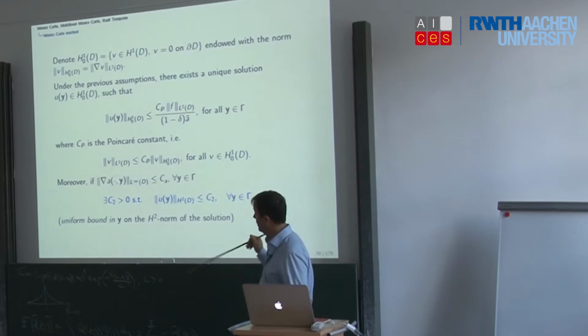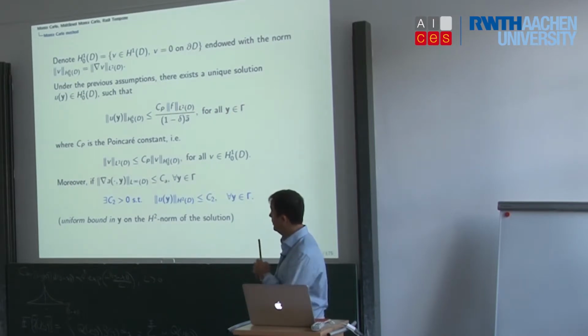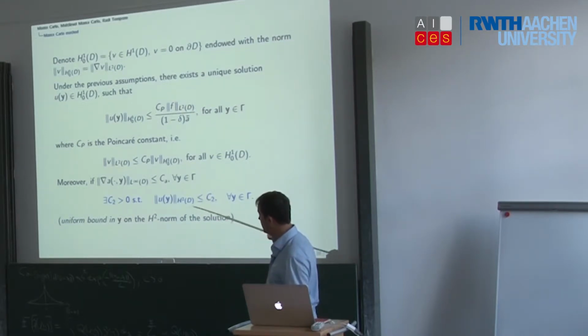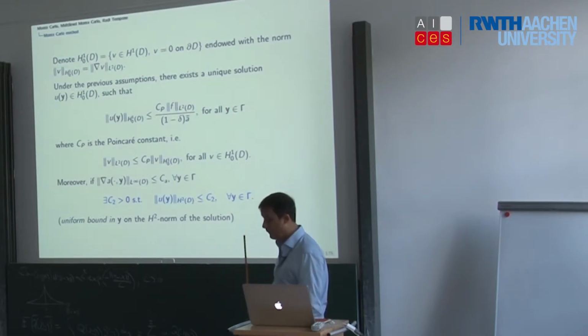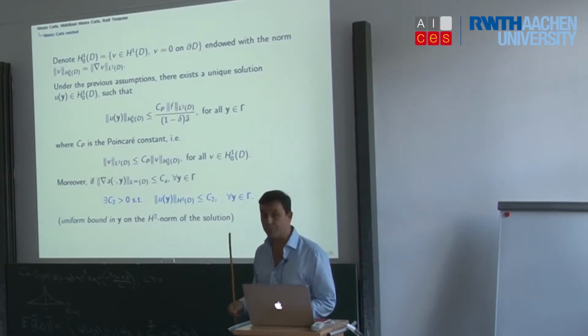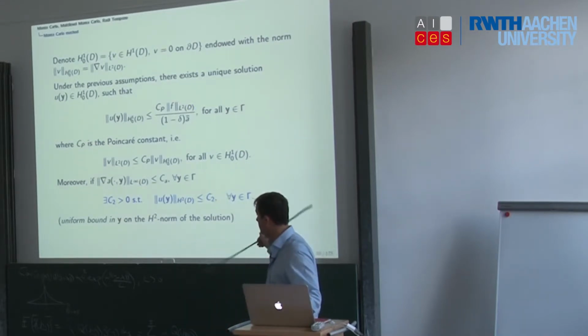This is the classical bound of the H1 norm of the solution. And you also have a control on the H2 norm. And this is important because the H2 norm is actually what gives the convergence rate of the finite element, at least if you use piecewise linear. Okay? And again, this doesn't depend on y anymore also.